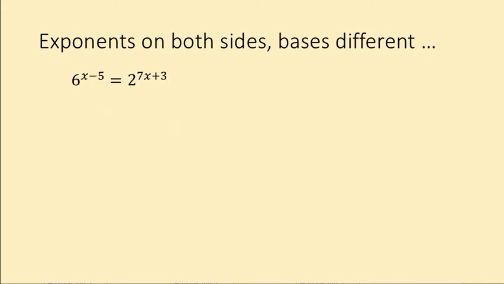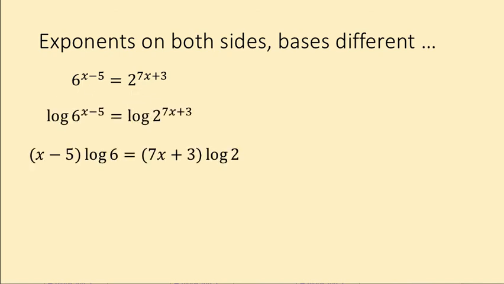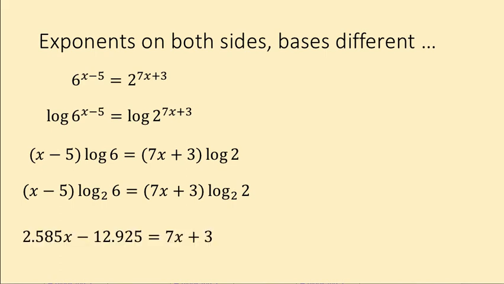Okay, one more example. Here we've got 6 and 2, right? Nothing in common, so I have to take logs of both sides, take the powers down the front. Now we decide what base we are going to use. I think I'm going to use log base 2 because 7x plus 3 is a bit more complicated than x minus 5. I want to try and end up with positive numbers if I can, and that might get me there. So I've got 7x on this side and 2.585x on this side. I'll simplify that a bit and then divide out.